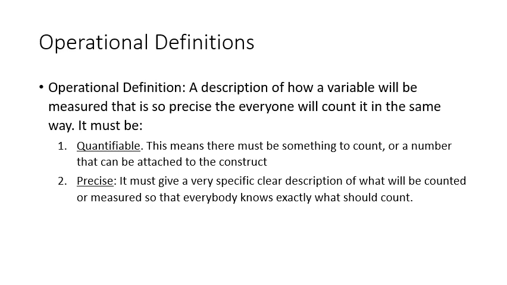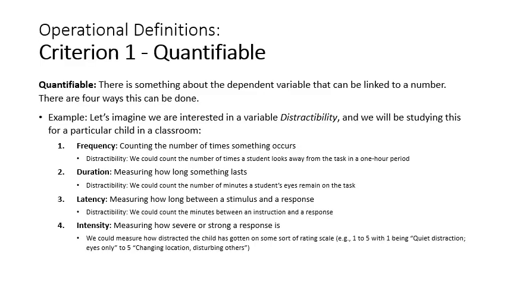And then precise. It's got to be so specific, so clear what we're going to count or what we're going to measure that everybody knows exactly what it is that should be counted. So let's tease these out a little more. When we think about quantifiable, we think about 4 different things about the dependent variable that we could measure.